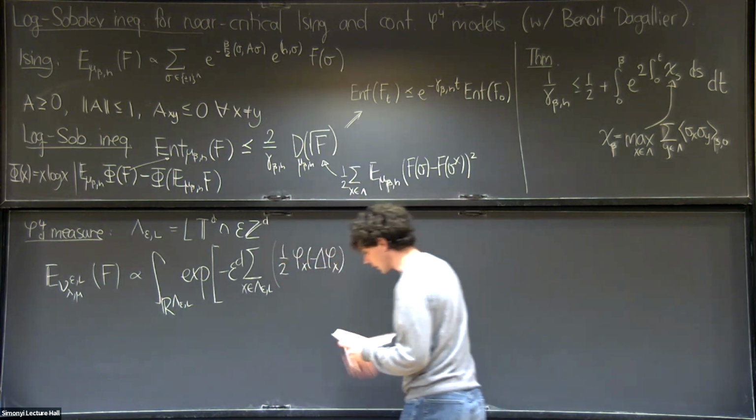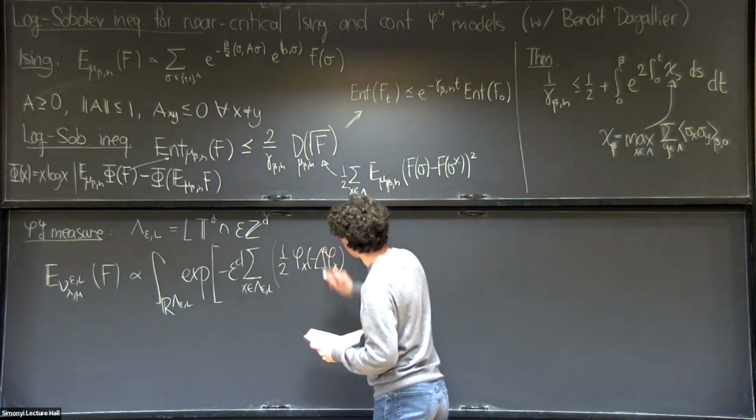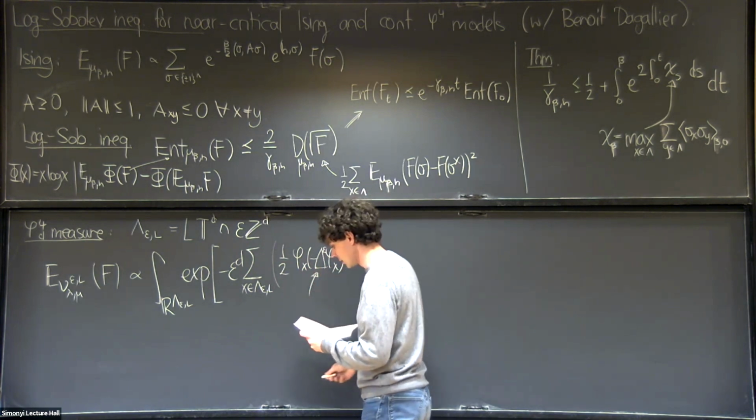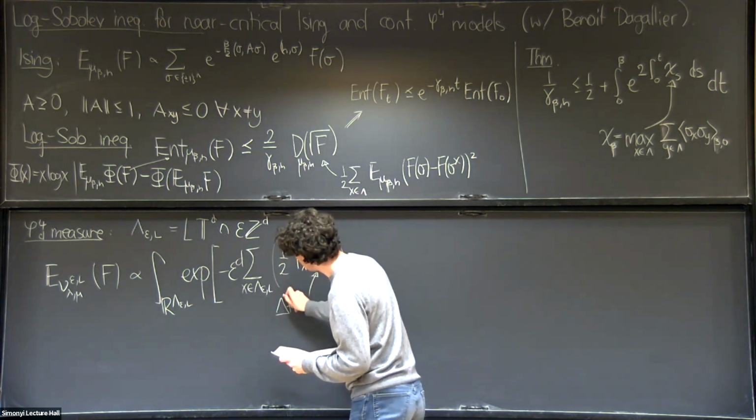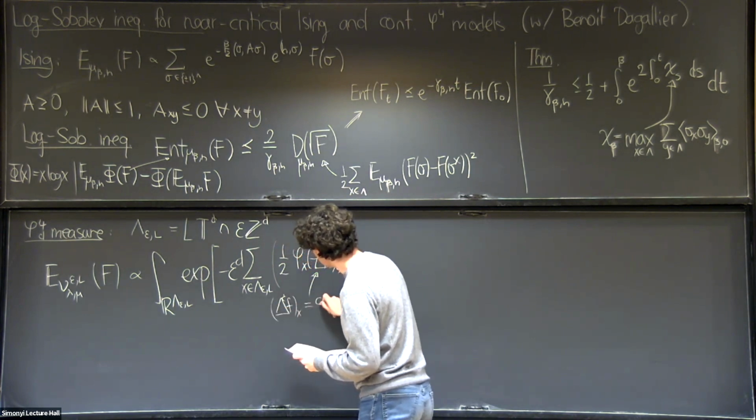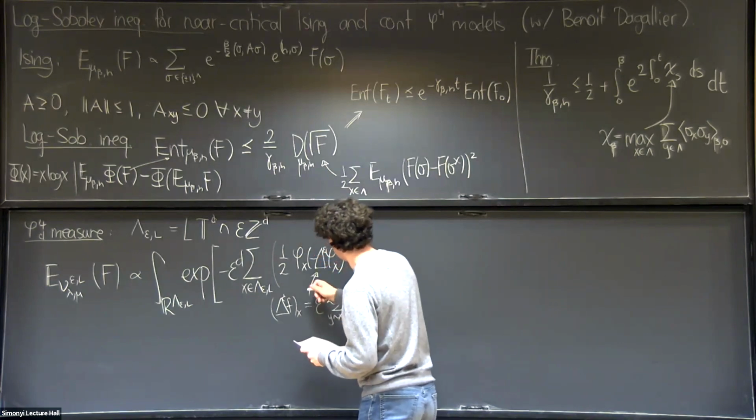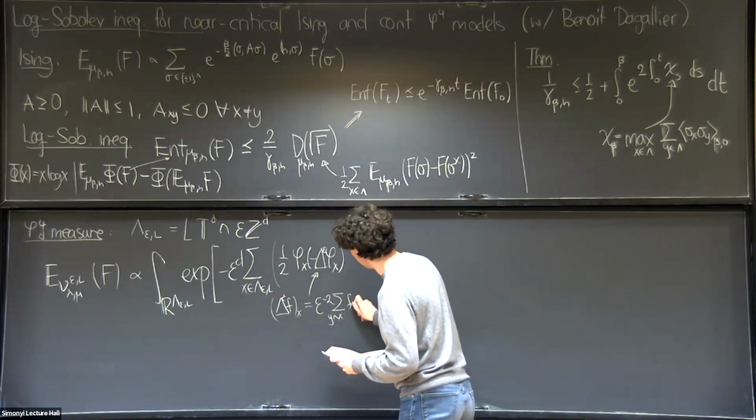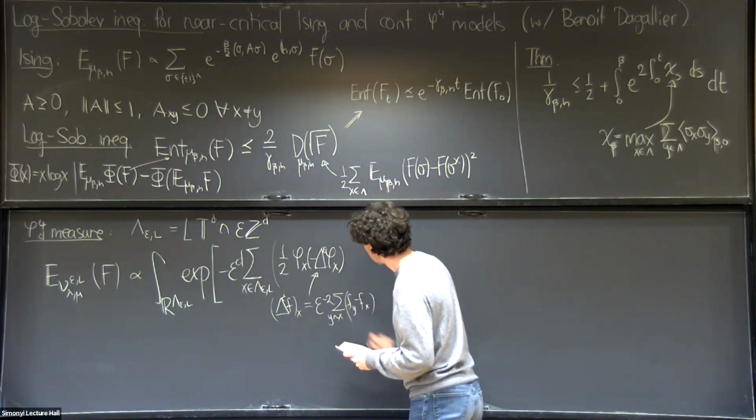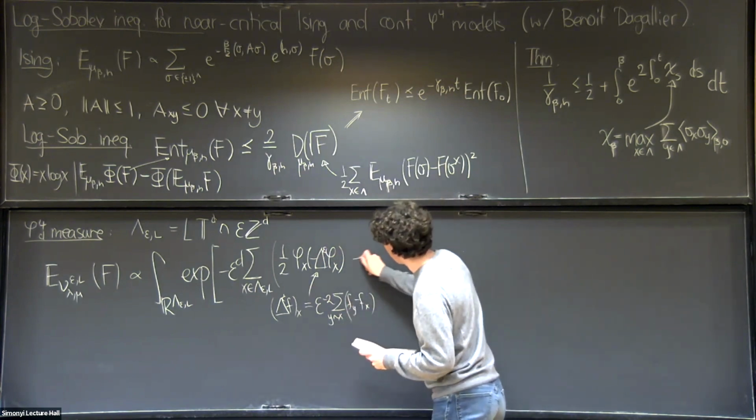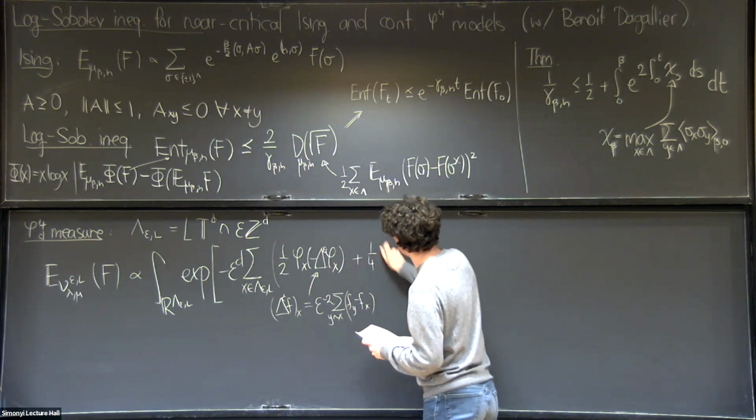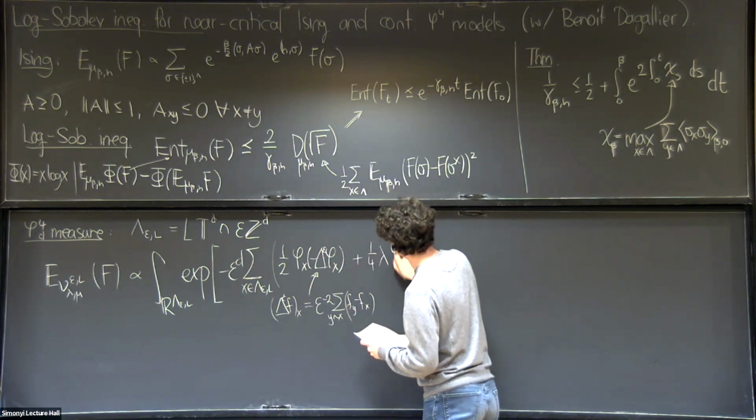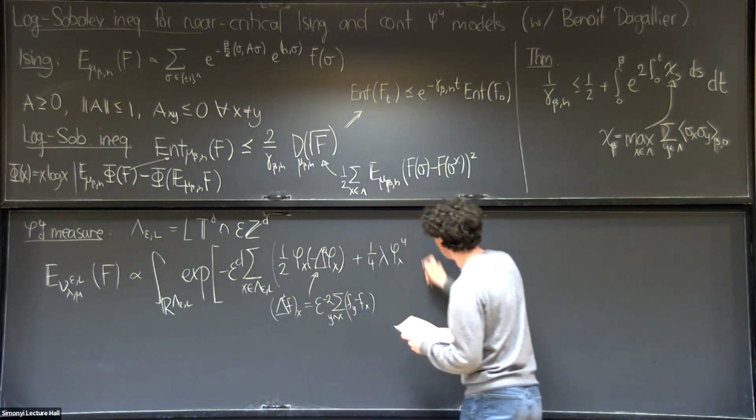Well, there's the free field term. So this Laplacian epsilon is just defined as epsilon to the minus 2, sum over y a neighbor of x in this epsilon mesh lattice, of f(y) minus f(x). Then there's the phi-4 term. And then there is the mass term.